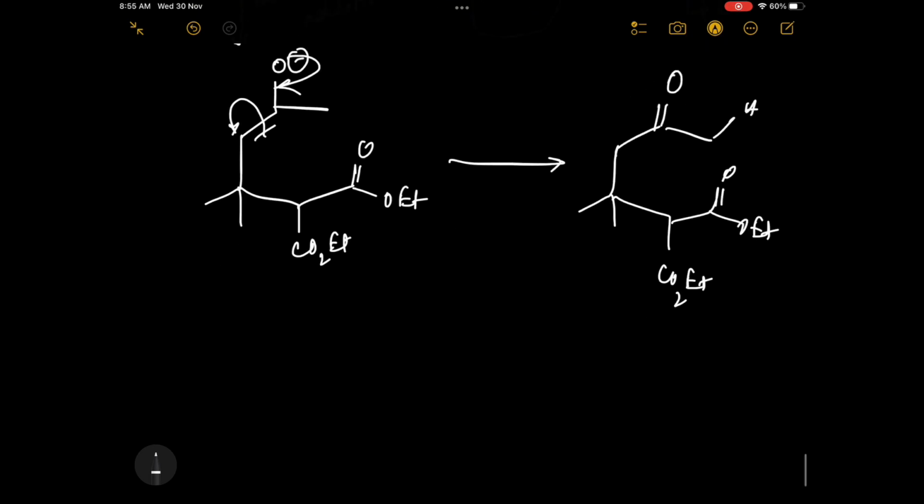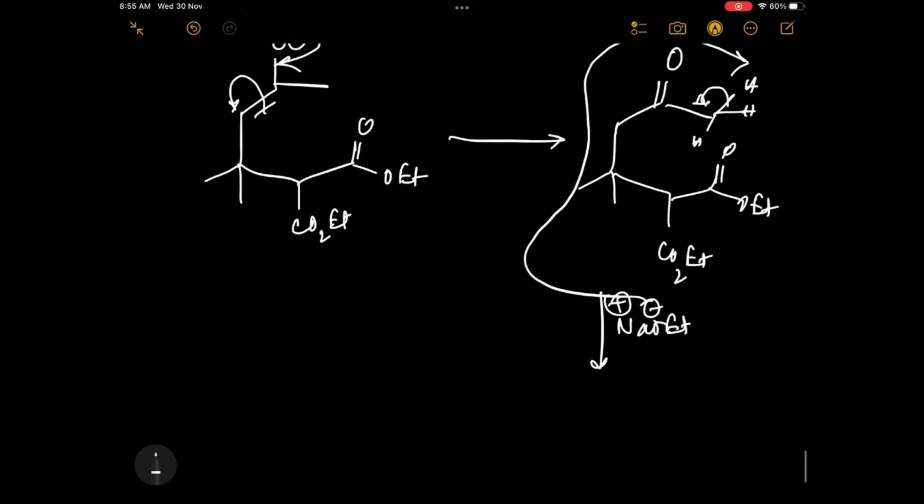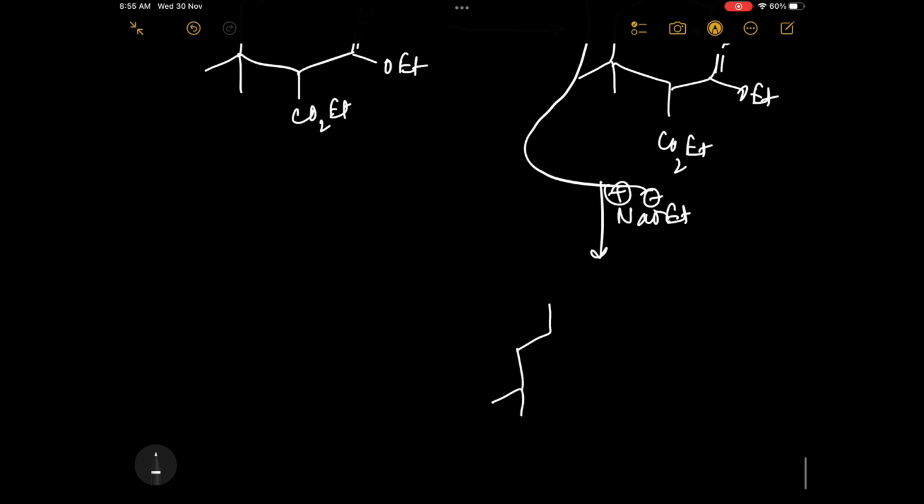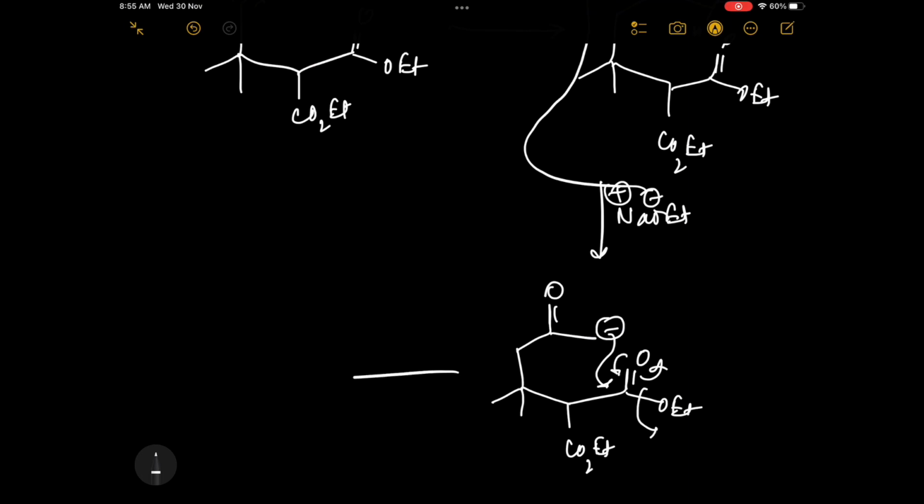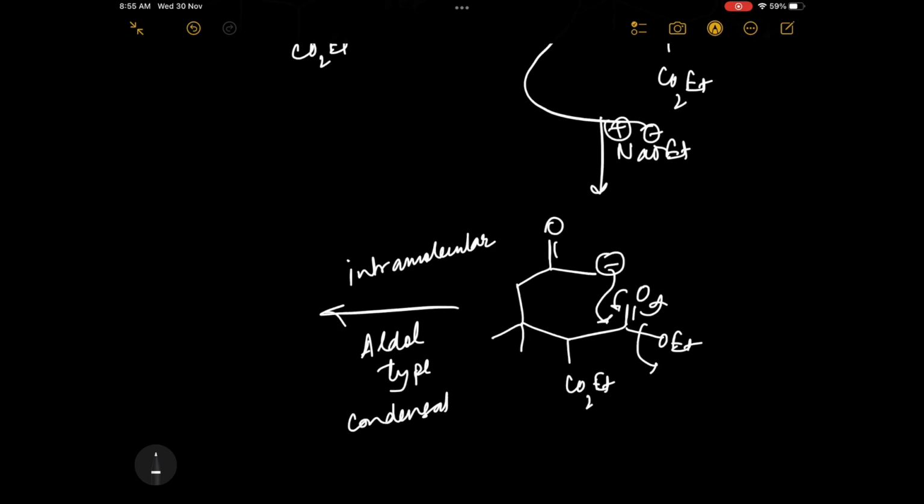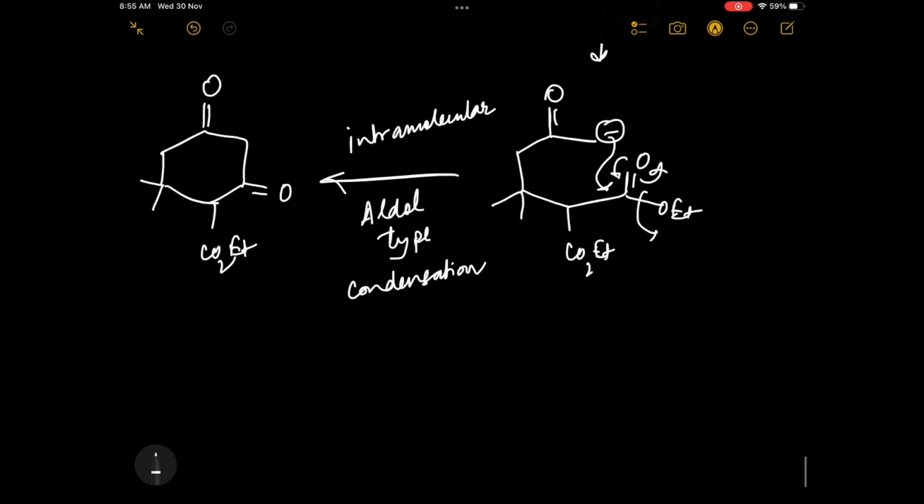After that, we know that adjacent to the keto group there are also 3 protons present, and on the application of NaOEt, the base, another proton is abstracted from the keto part, and we end up with the perfect setup for an intramolecular aldol type of condensation with the ester group that is present. And the OEt leaves, and we end up with a dicarbonyl compound having an ester functionality.